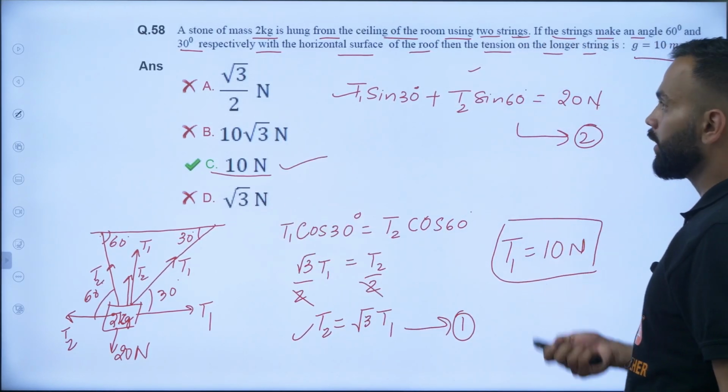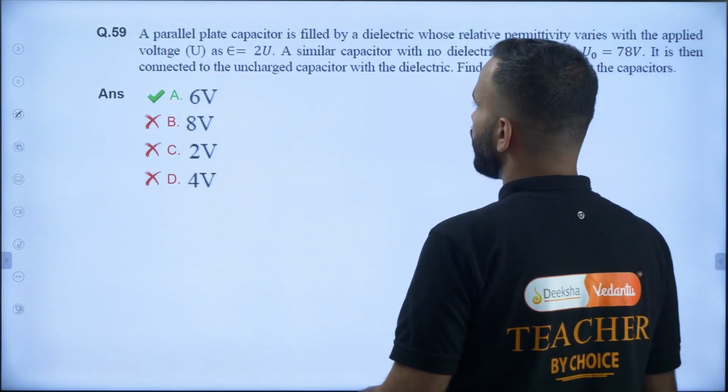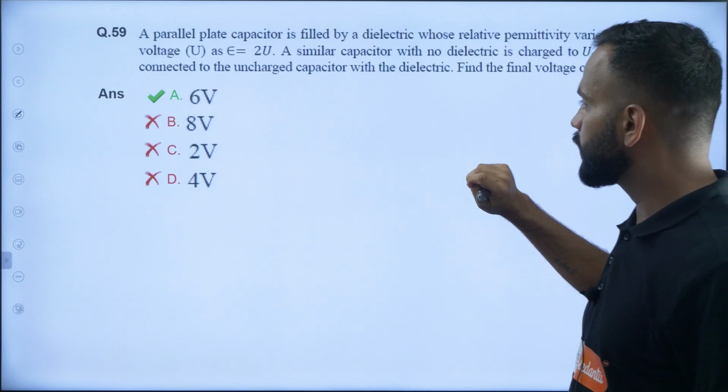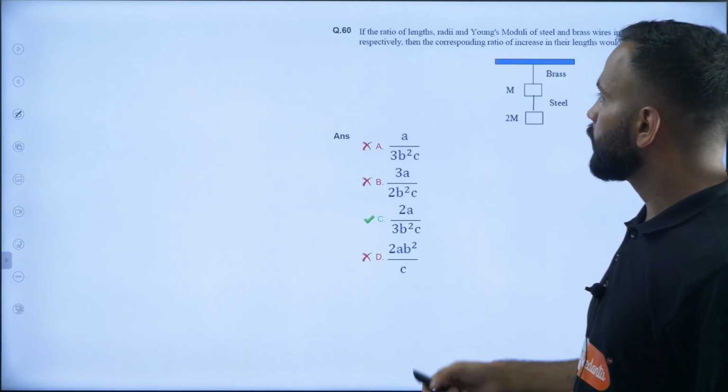Question number 59. This question is not clear, so let's move on to the last question.